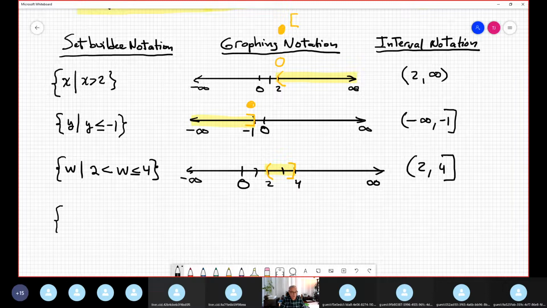One more example, and that's it. Suppose now another variable z, such that z is less than or equal to -2, or z is greater than or equal to 3. Okay.